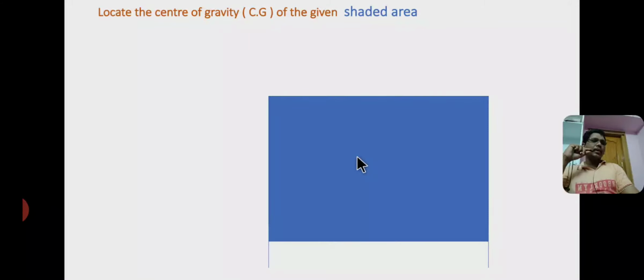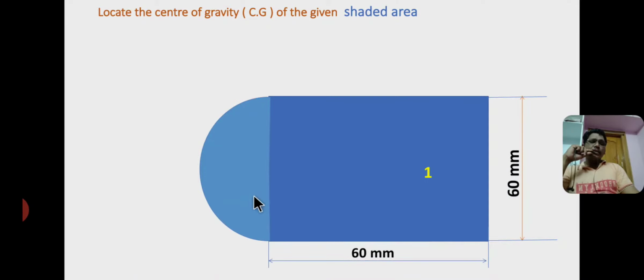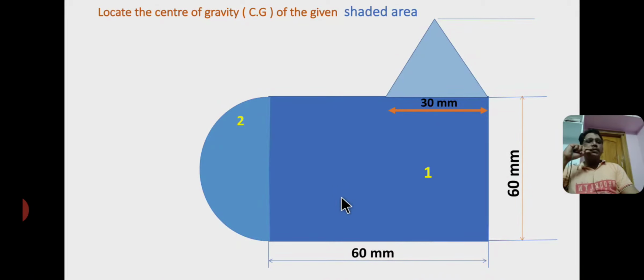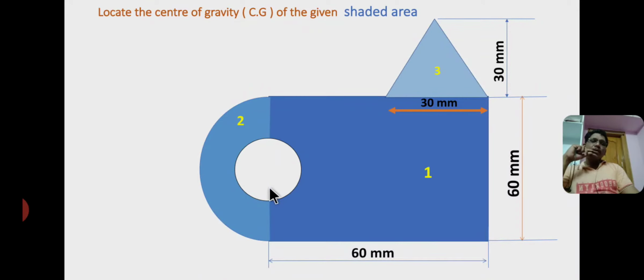In this problem again I consider a square as section 1, that is 60 by 60, and I consider section 2 as semicircle having same dimensions, and triangle as section 3 having same dimensions, whereas I consider fourth section as a hollow circle here. This is a hollow circle having dimensions, diameter d equal to 20 mm and radius r equal to 10 mm. So how to solve this problem and how to locate the centroid of this composite figure?